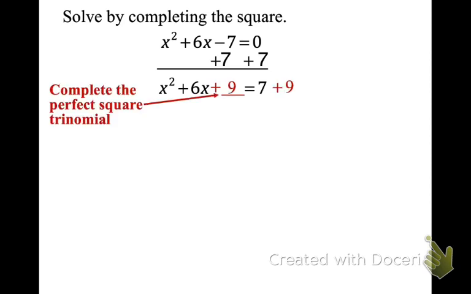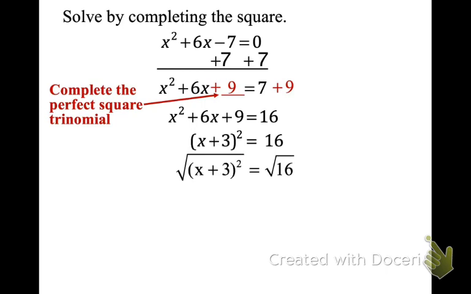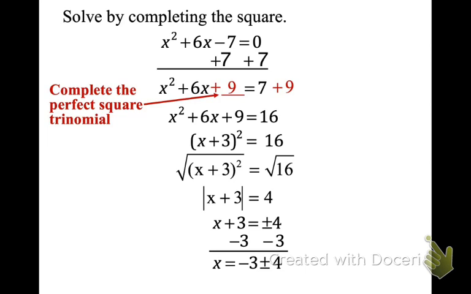Now, I'm going to root both sides. I get the absolute value of x plus 3 equals 4. The absolute value of x plus 3, to lose it, I have to set the 4 to plus or negative 4. Same thing we were doing yesterday. Subtract the 3. Notice the minus 3 comes in front. Negative 3 plus or minus 4. That means negative 3 plus 4 and negative 3 minus 4. So that makes 1 or negative 7.